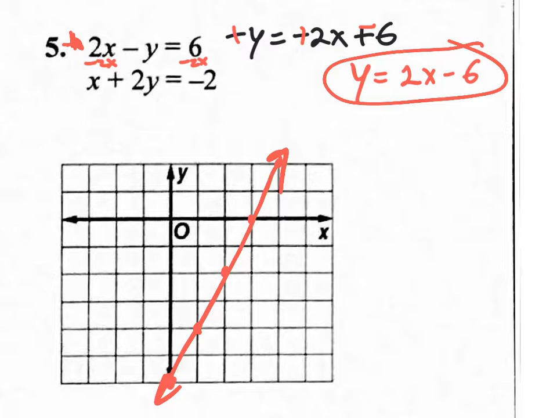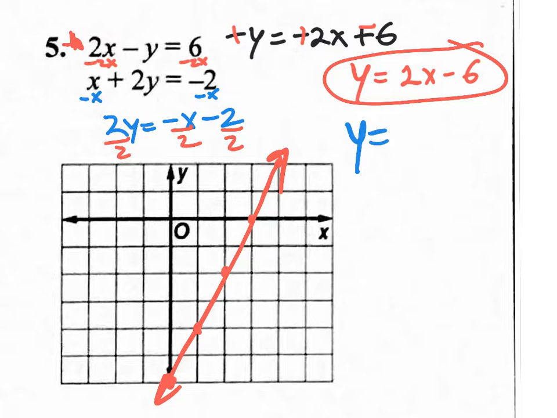Let's modify the bottom equation. We're going to get y by itself by subtracting x. Subtracting x, we're going to have 2y equals -x minus 2. Final step would be to divide by 2, divide by 2, divide by 2. My final equation in blue will be y equals -1/2 x and then minus 1.